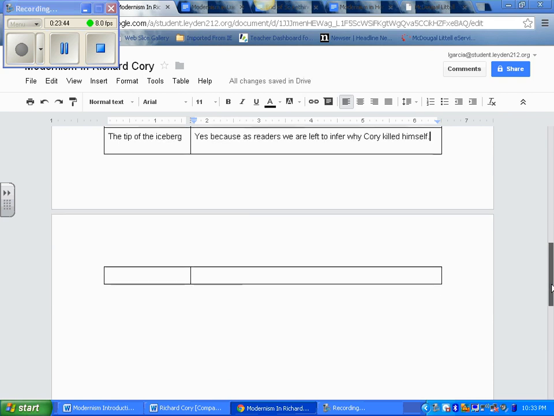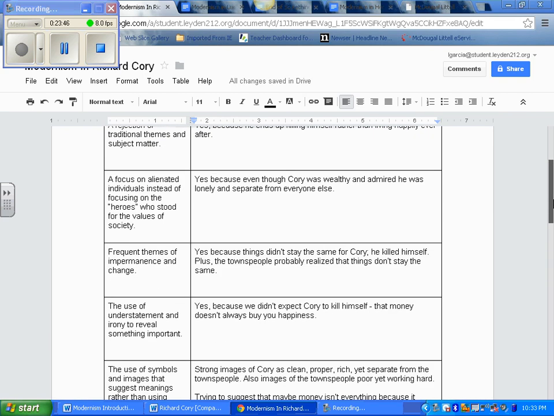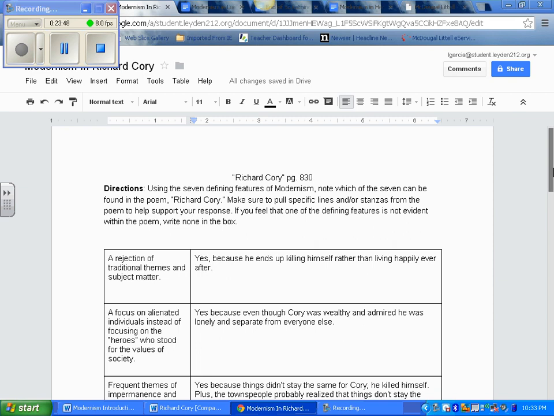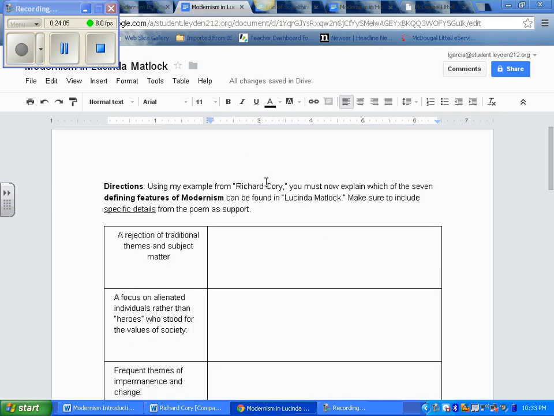So that's my think out loud, just to kind of walk you through how you're going to have to actually apply these 7 defining features of modernism in the text as we continue. And for homework, what you're going to have to do is the exact same thing that I did here, but you're going to have to do it for Lucinda Matlock. So I've pushed that doc out to you. It is in your Google Drive folder for my class. So you'll see it. It looks just like this.